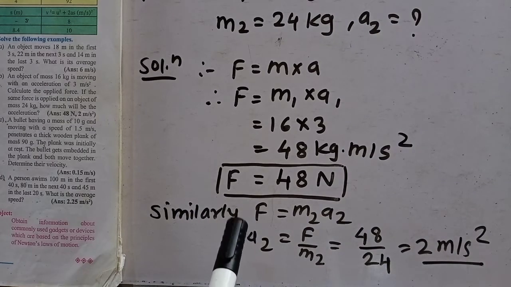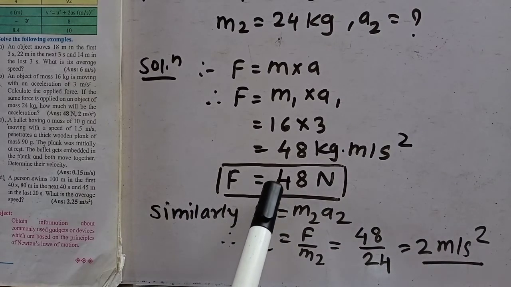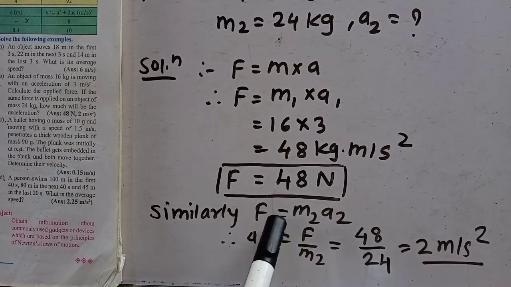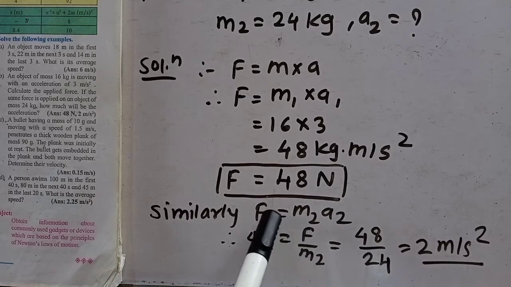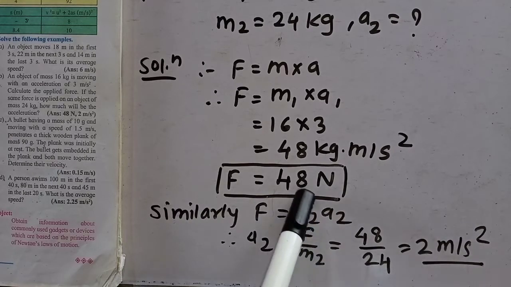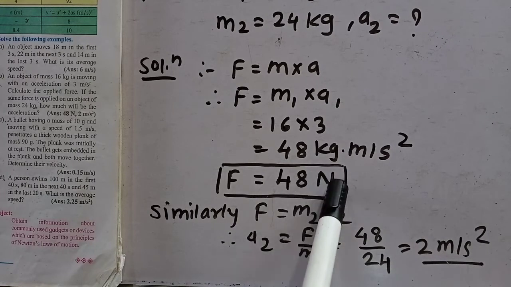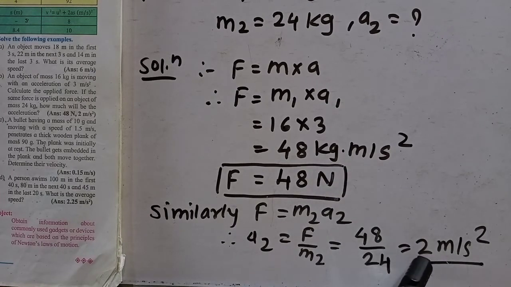Force is same, same force is applied, means we got force here, that is 48 Newton. So force is equal to mass 2 into acceleration 2. So A2 is equal to what? F upon m2. So force is 48 and mass of the second object is 24. So 48 upon 24, answer is 2 meter per second square. So first required answer is 48 Newton and the second answer is 2 meter per second square. So are you getting me class how to calculate the force and acceleration in this example?